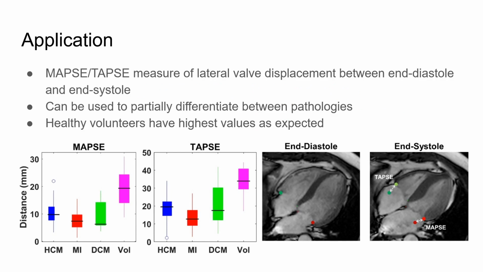Looking at motion in particular, we can calculate the MAPSE, TAPSE, or MAPSE-TAPSE, however you care to pronounce that, a measure of the amount of absolute displacement for the valve insertion points over the cardiac cycle. As the graphs here show, for the healthy volunteers, we see quite a bit more. These volunteers will have less stiffness in their hearts, and so they'll get stronger contraction, and so we see a greater displacement on average. For the infarct patients, of course, we see the least of all.